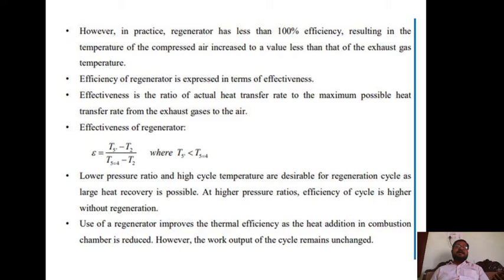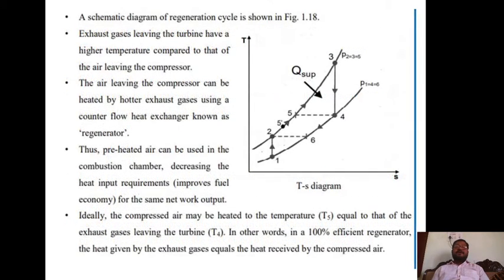The regeneration efficiency, the regenerator effectiveness, is nothing but T5 dash minus T2, divided by T5 minus T2. If T5 is greater than T4, it is T4 minus T2. T4 minus T2, right?